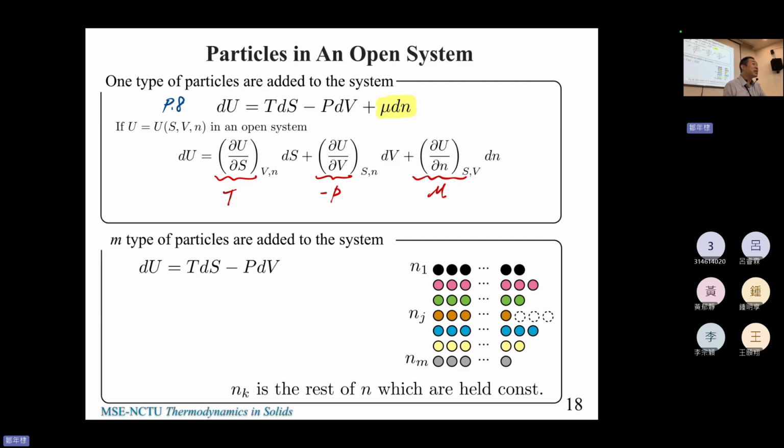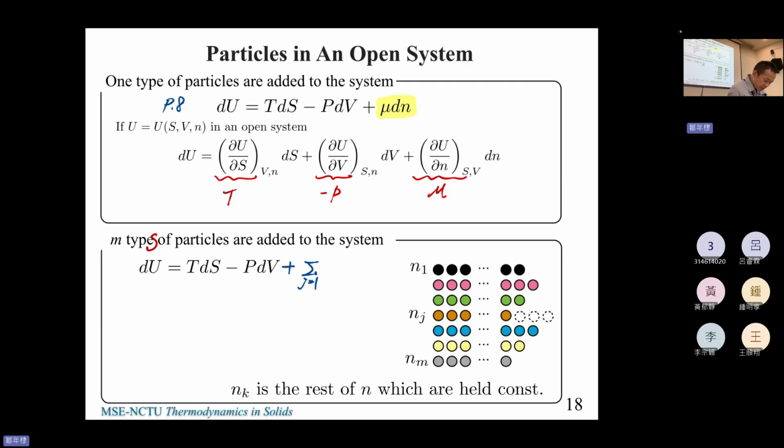How about many types? Not that difficult. N types. Sorry, I missed one word. So just plus mu dn, but now you have many types, n types of particles, j equal to 1.